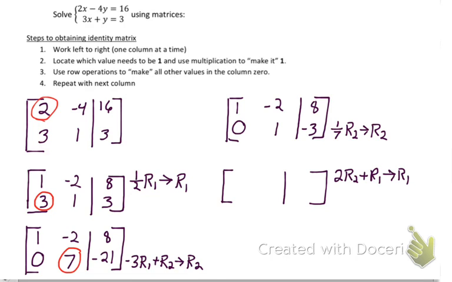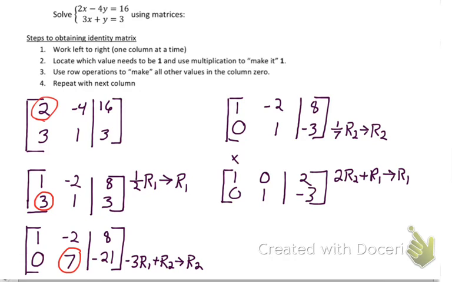All right, 2 times 0 is 0, so that 1 stays. 2 times 1 is 2. Plus negative 2 is 0. 2 times negative 3 is negative 6. Plus 8 is going to give me 2. And my bottom row stays the same: 0, 1, negative 3. Now we have our answer.